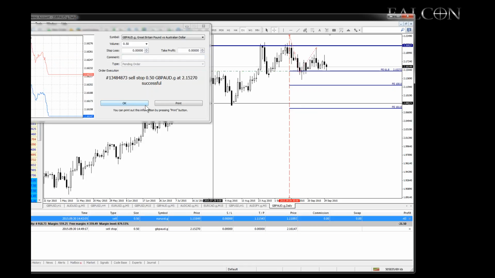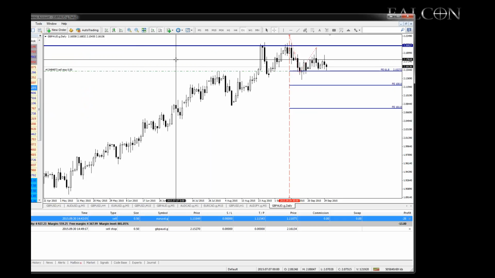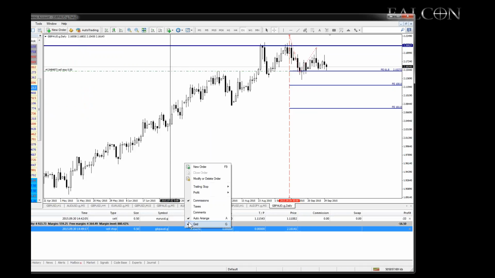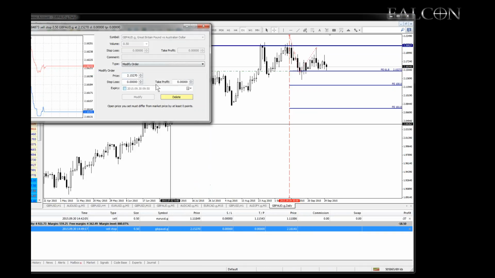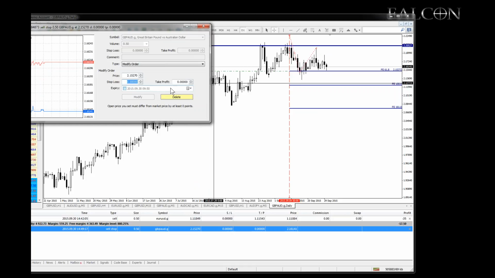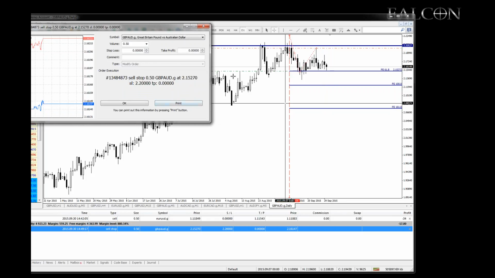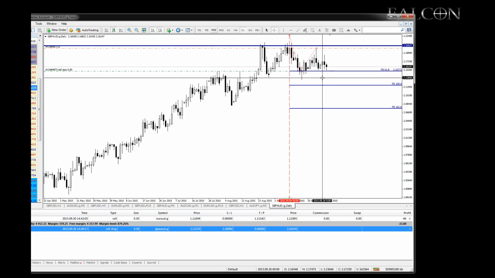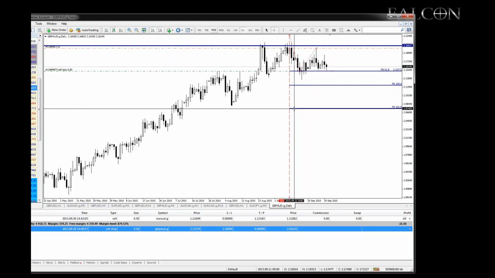What am I doing here? Why is this up? Oh, sell stop. Okay, good. What was that? 2.2000. So we're going to go back here, modify, and this is going to be stop loss at 2.2000. What happened? Oh, the new candle thing got me. 2.2000. Okay, great. Modify. And now our take profit is going to be, I would say, right here.